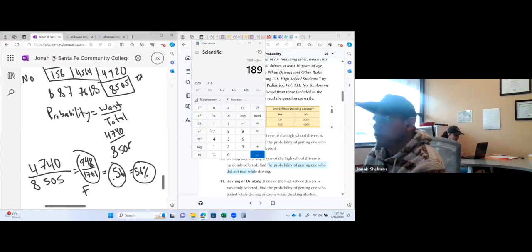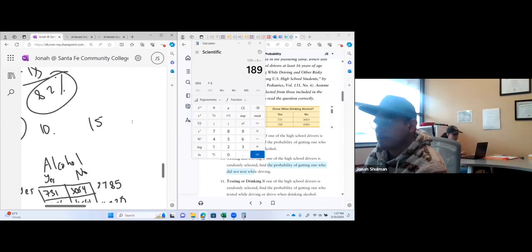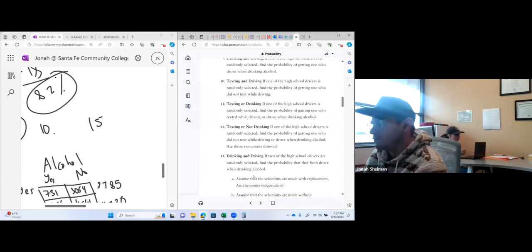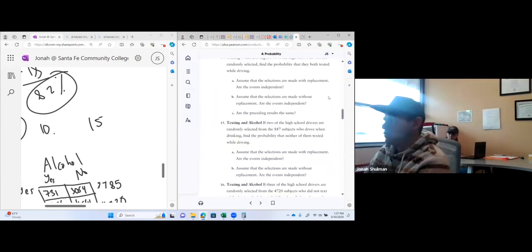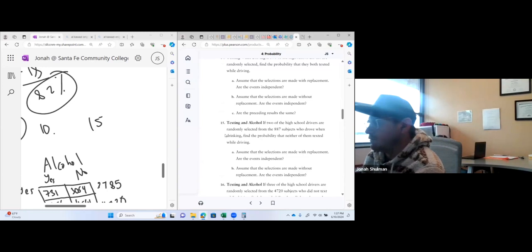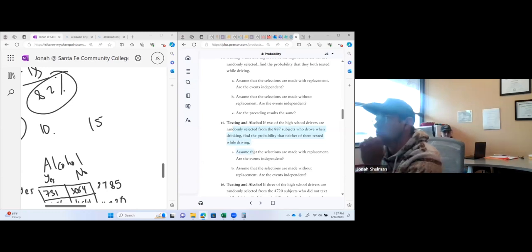All right, let's do one more of these. I did 10, let's do 15. If 2 of the high school drivers are randomly selected from the 887 subjects who drove while drinking, find the probability that neither of them texted while driving. Assume that the selections are made with replacement. Are the events independent? Assume that they're made without replacement. Are the events independent?